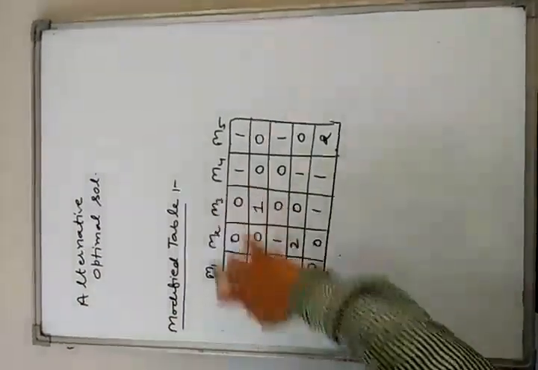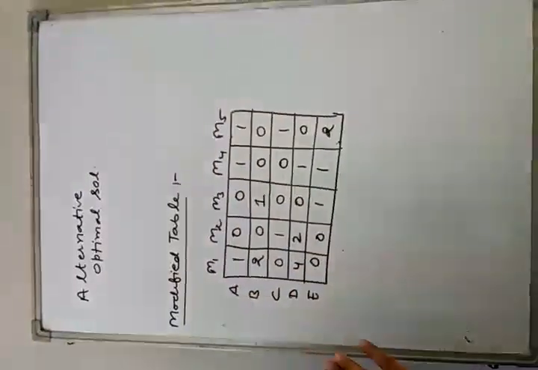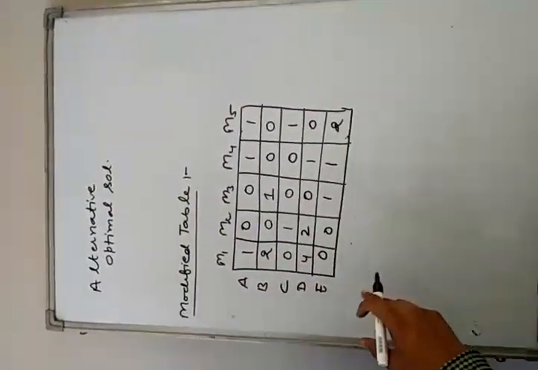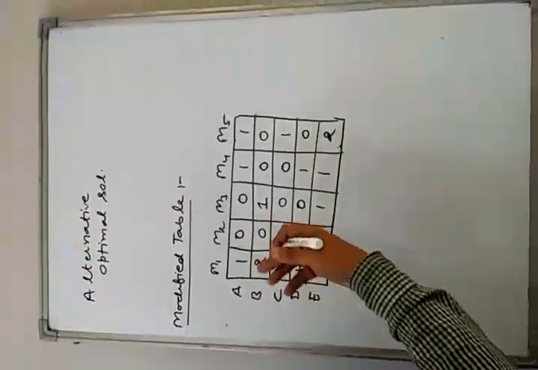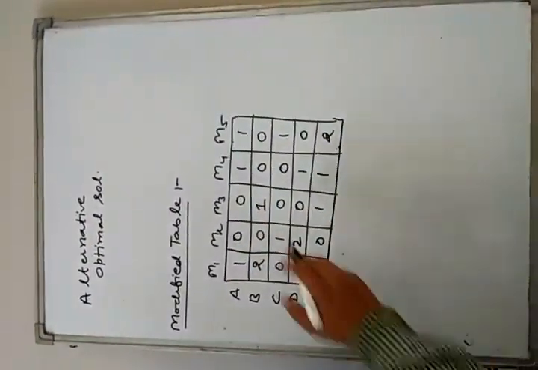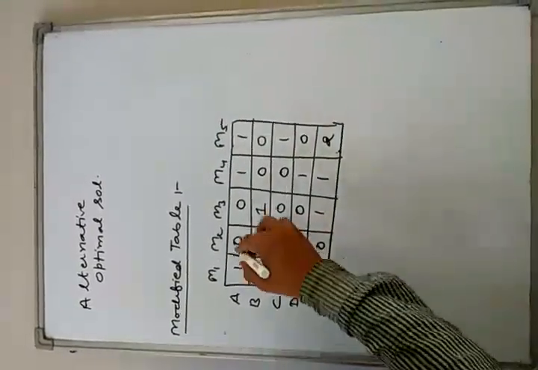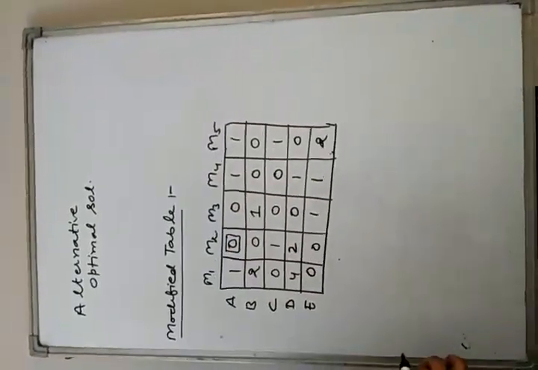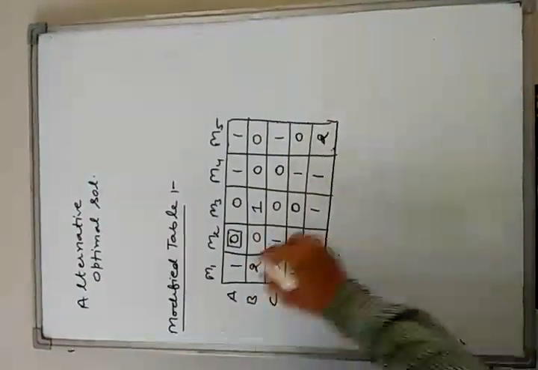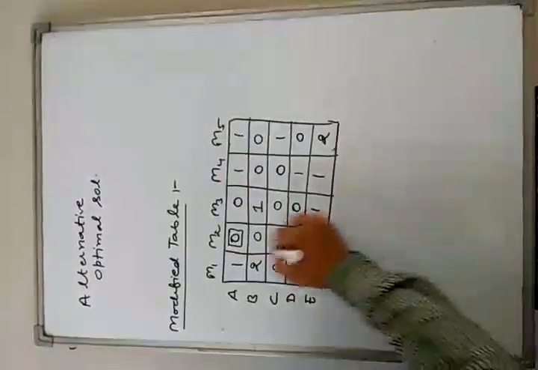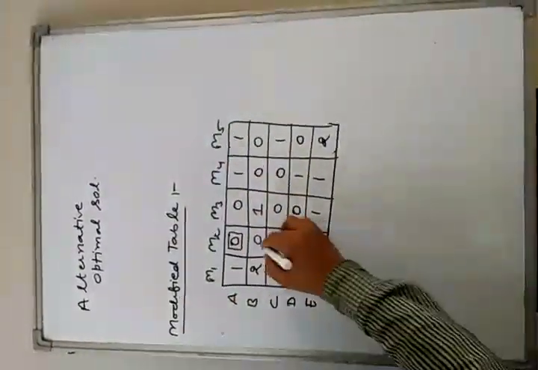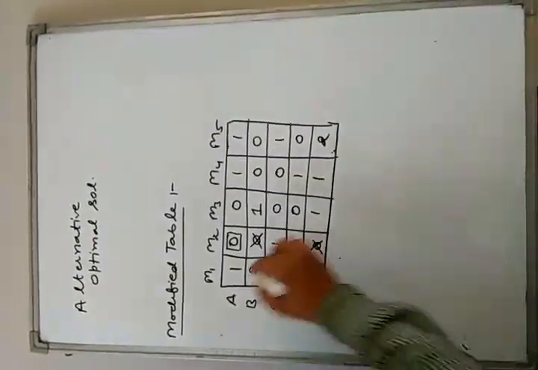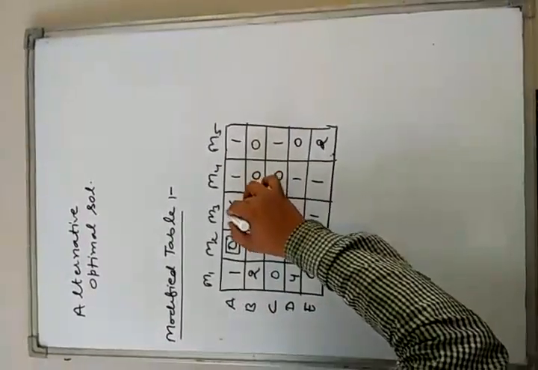Now, you have to make an assignment in this table. As we have no row or column in which a single zero lies, arbitrarily assign any zero, like I assign this zero. Now, follow the procedure. Cross all the zeros in this column and in this row. Here in this column, this zero, we cross this zero, then this zero, we cross this zero, and in this row, this zero, we cross this zero.